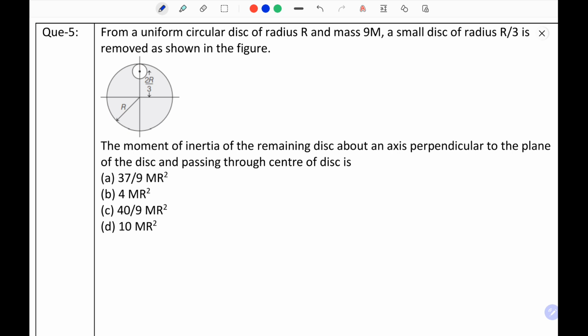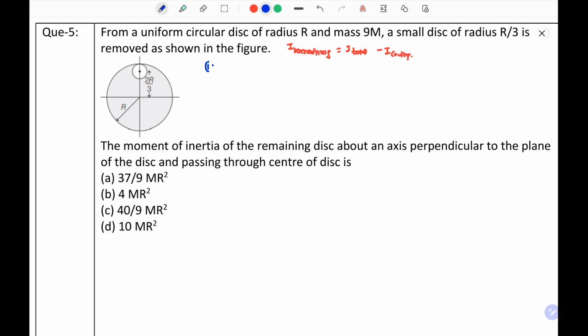Fifth question is, from a uniform circular disk of radius R and mass 9M, a small disk of radius R by 3 is removed as shown in the figure. The moment of inertia of the remaining disk about an axis perpendicular to the plane of the disk and passing through the center of the disk is. We will use the formula that the moment of inertia of the remaining portion will be equal to the moment of inertia of the total body minus the moment of inertia of the removed body or the cavity about the same axis of rotation.